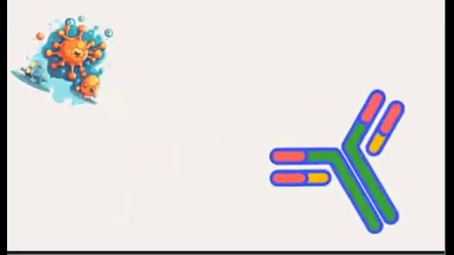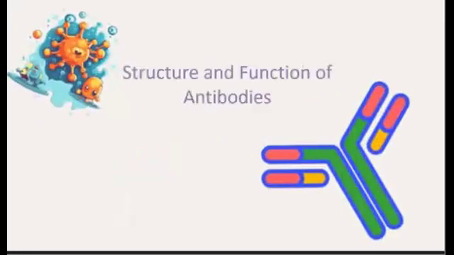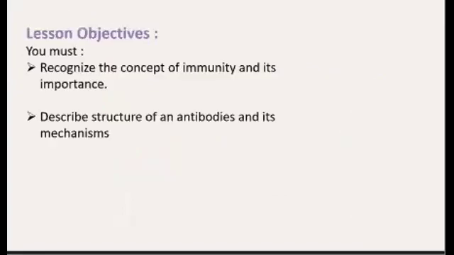Today, our lesson is about wonderful things. This is about the structure and function of antibodies. Lesson objectives: you must recognize the concept of immunity and its importance, and describe the structure of an antibody and its mechanisms.